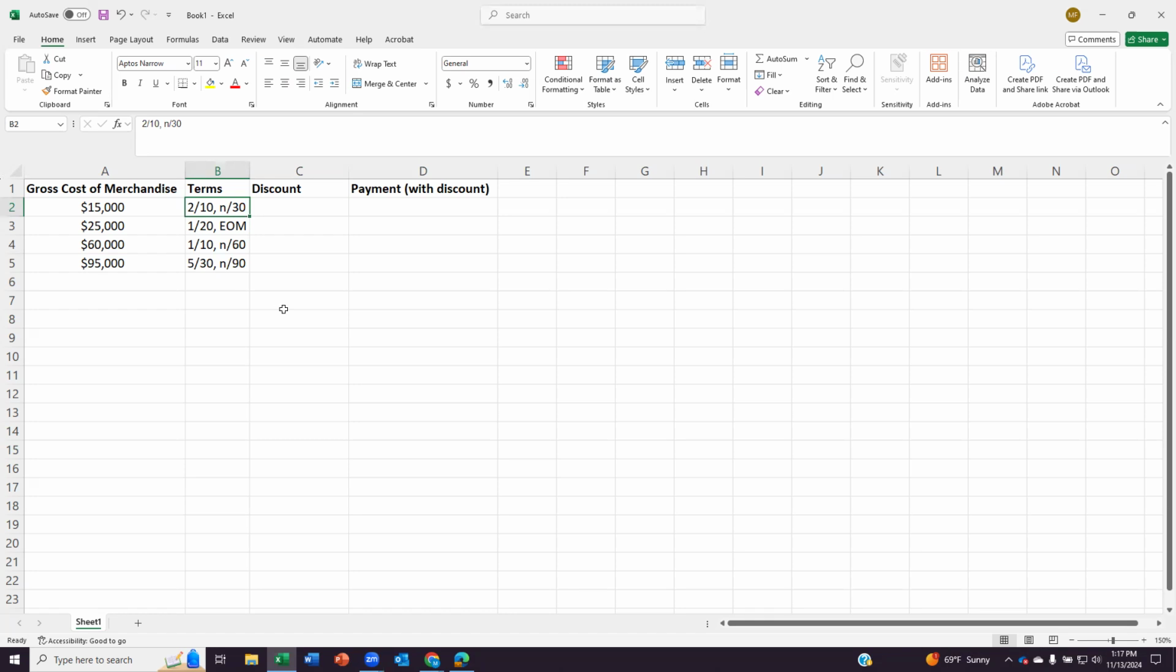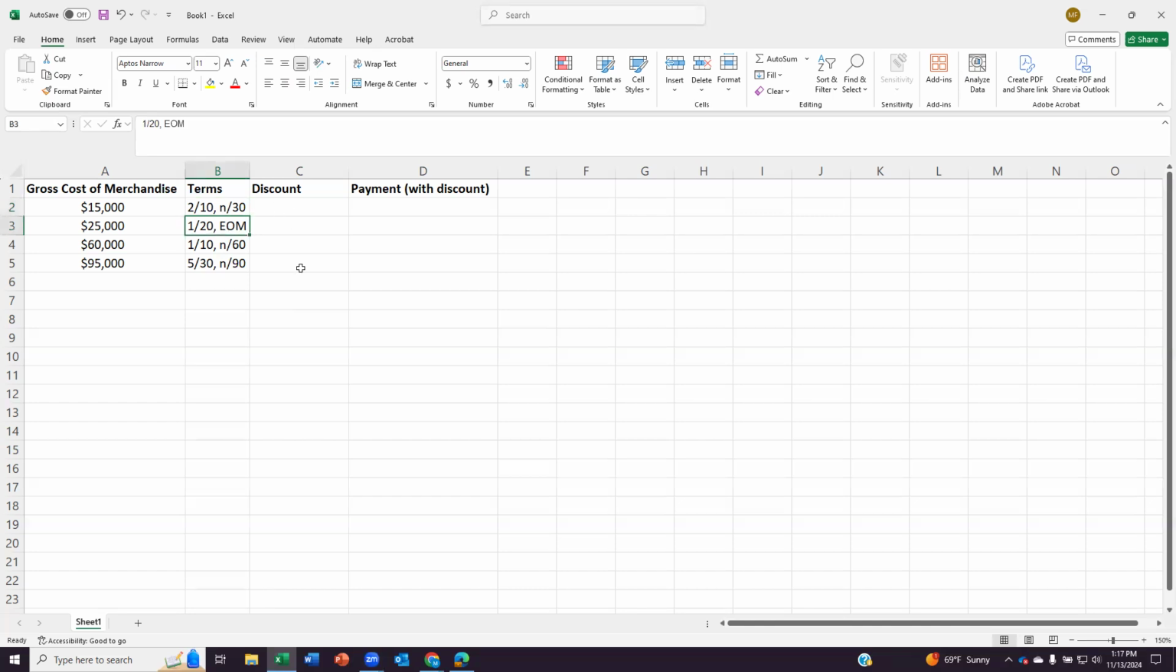So this first one would be if you paid for your merchandise. So this is from the perspective of the buyer, the person buying this merchandise. If we pay for it within 10 days, we get a 2% discount. If we don't, then the net or total amount is due within 30 days. So your options there, if you're buying this merchandise, is to pay within 10 days and get a 2% discount, or if you don't pay within 10 days, then you need to pay the full amount within 30 days.